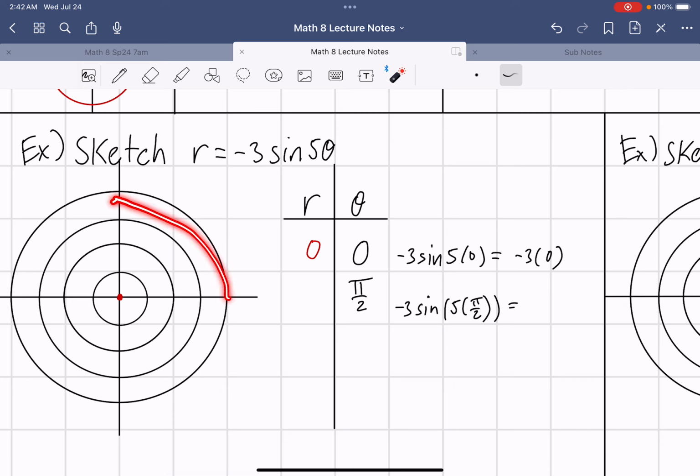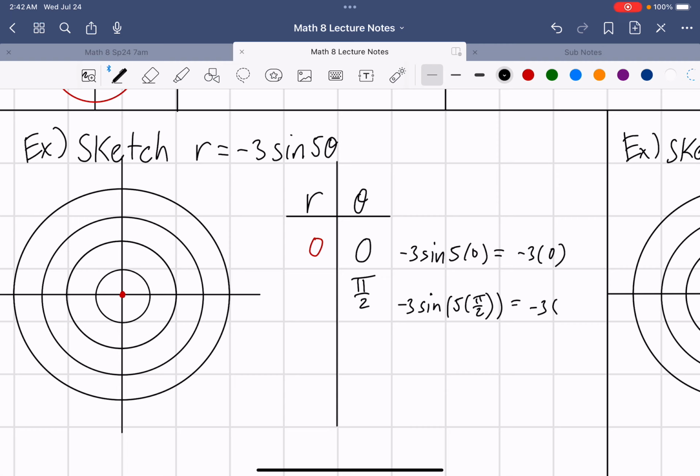So that'll be 1, 2, 3, 4, 5. So we rotated and landed back in the same position. For 5 pi over 2, of course, and sine of 5 pi over 2, that's the point 0, 1. So I know sine of 5 pi over 2 is equal to 1. And then negative 3 times 1 gives me negative 3.